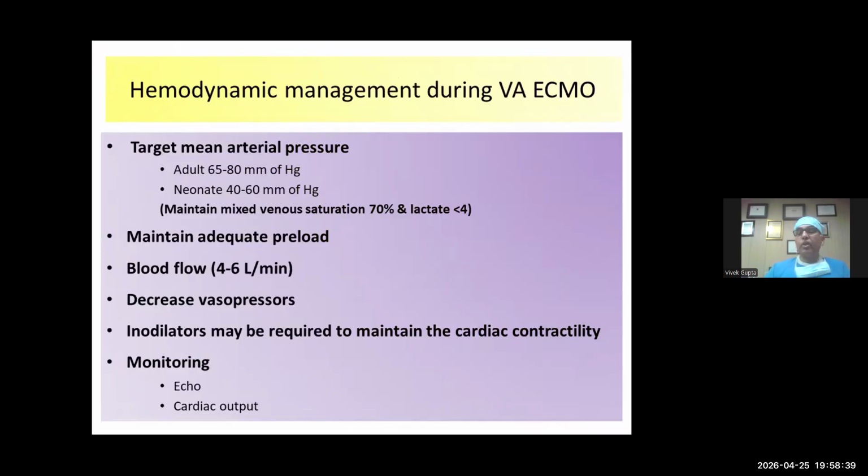To target a mean arterial pressure around 65, you maintain adequate preload and target a mixed venous saturation around 70%, and your target is to reduce the lactate to less than 4. So you target a blood flow around 60% of the cardiac output, and normally 3.5 to 4 liters is sufficient. Once your flow is adequate, you start reducing the vasopressors, but you monitor the mean arterial pressure. Don't allow mean arterial pressure to drop drastically.